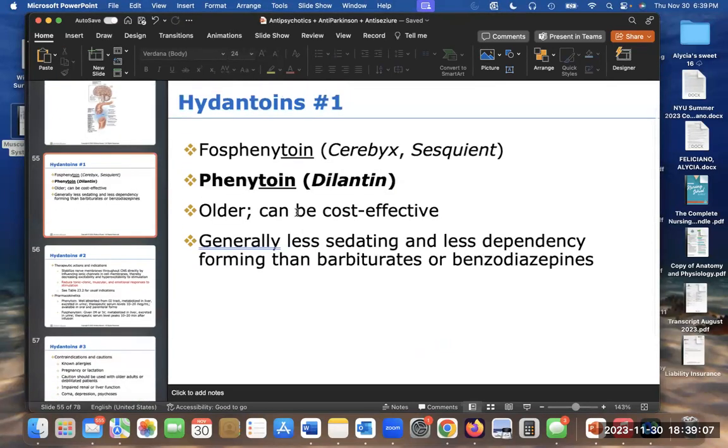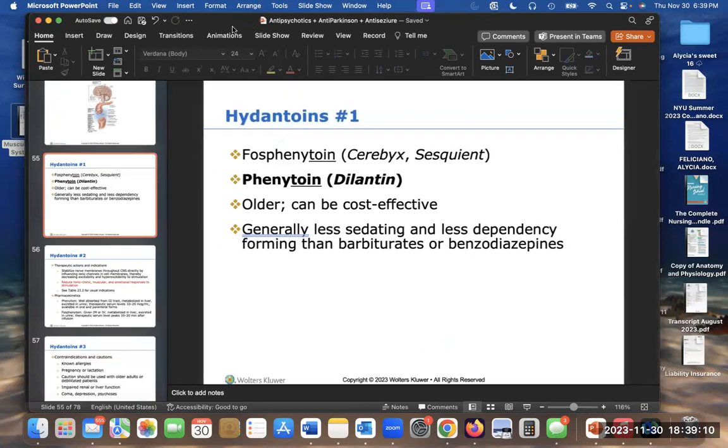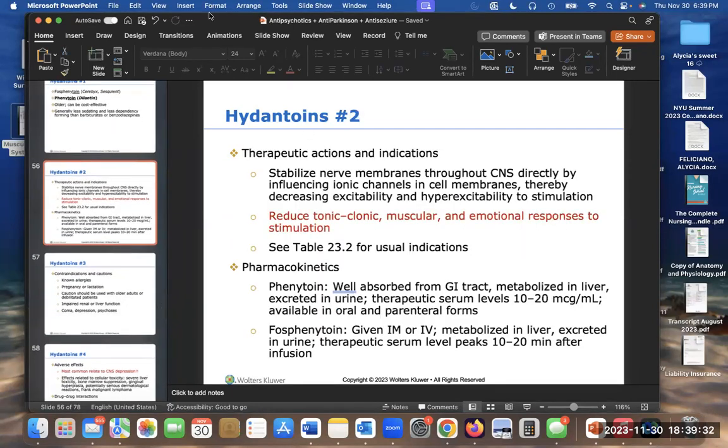Now, one class that's used for generalized seizures are these hydantoins. They all end in toin, and the one I've most commonly seen is phenytoin. These are great for a patient who has a history of addiction because they're generally less sedating and they're less likely to form dependence, okay? So this is good for our patient who has a history of addiction. These also reduce tonic-clonic seizures, okay? This is the type of seizure that usually you would use phenytoin for, okay?